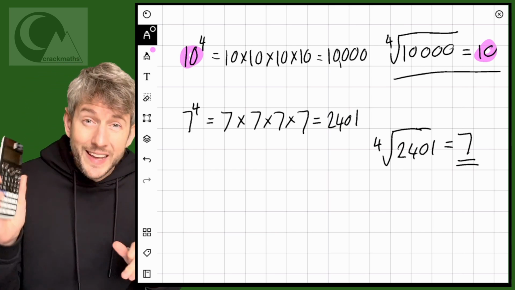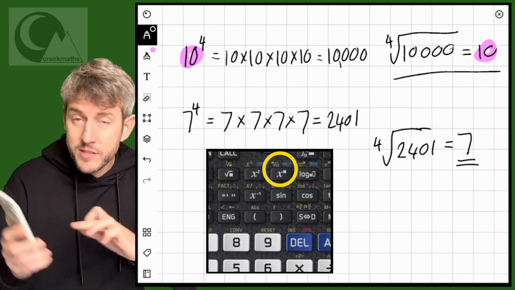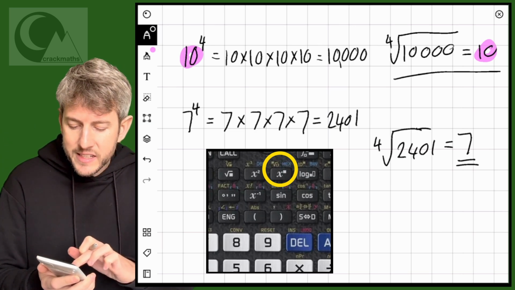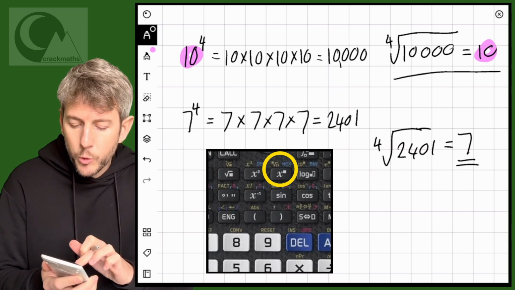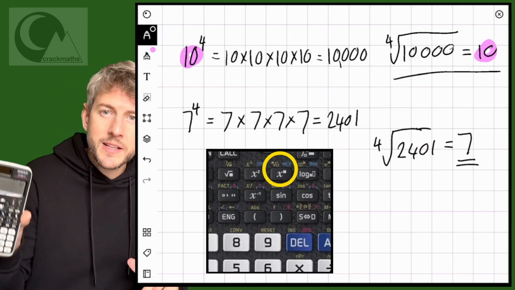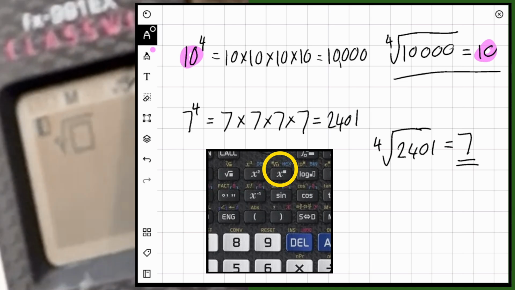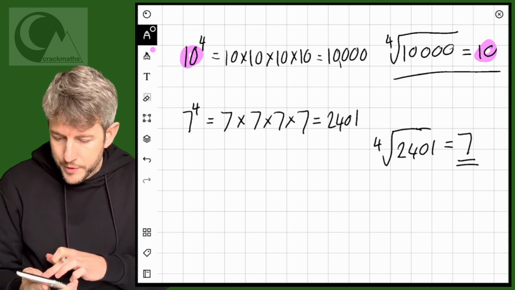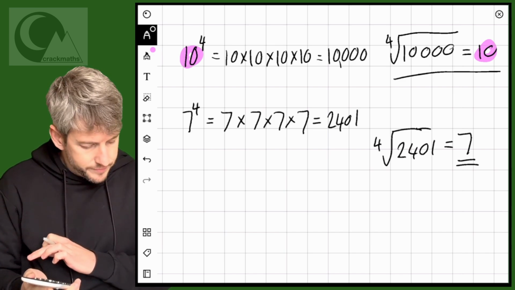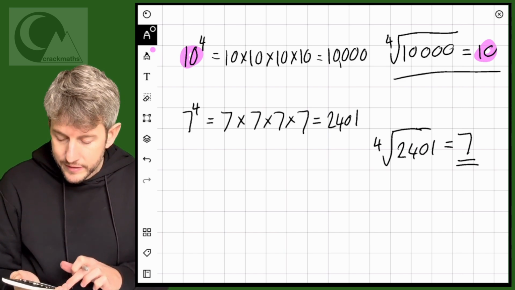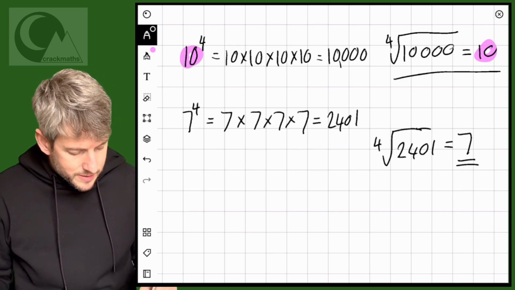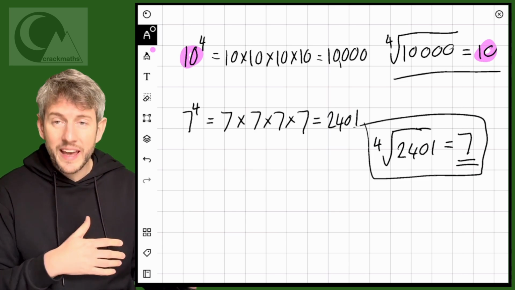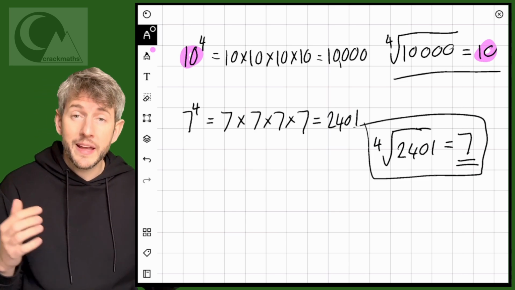Now, if you want to find any root, the button, if you've got the same calculator as me, is you press Shift and then you press the button which has an X and a little box by it, and then you get a tick like this, and you'll be able to do whatever you like with that. So I'm going to put a 4 in the little box, and then I'm going to put 2401 here, and that equals 7. So that is correct. So again, what we get is the 4th root is the way that we undo the power of 4.